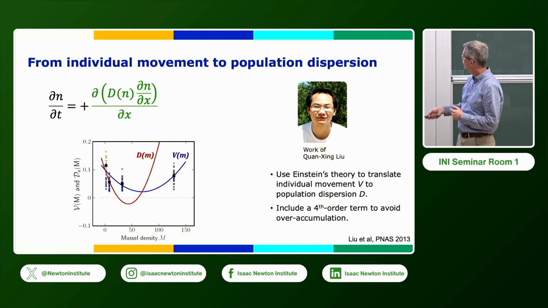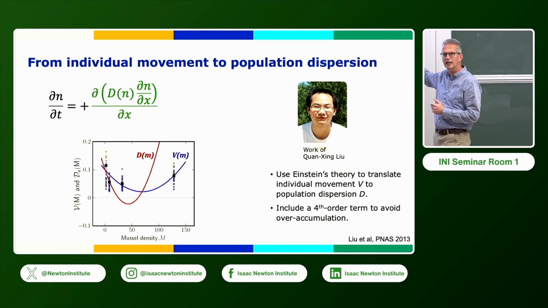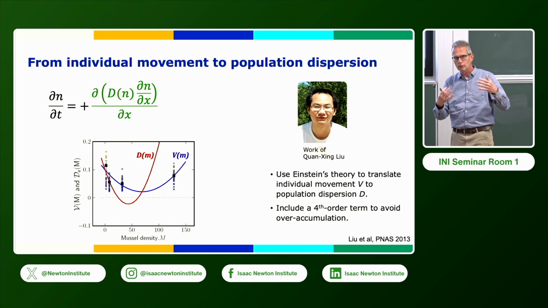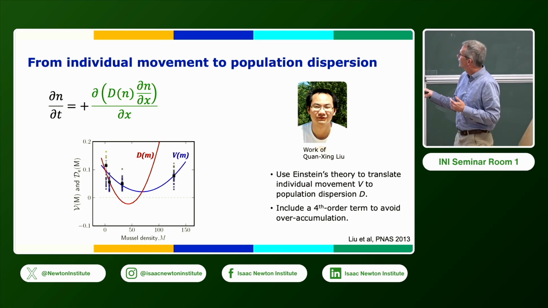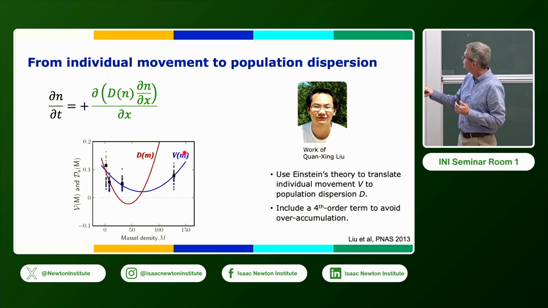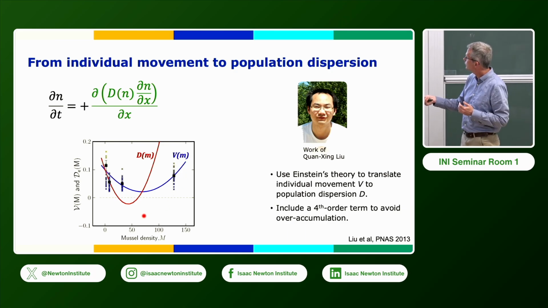Luckily, there's lots of theory, and I always point to Einstein here. You guys say, oh, and lots of other people also doing that, but I want to get the ecologists to read Einstein, so that's the reason why I read Einstein. And it allows you to translate the movement of the individuals to a population flux. And of course, you can see the population flux can become negative. So it becomes aggregative rather than diffusive.